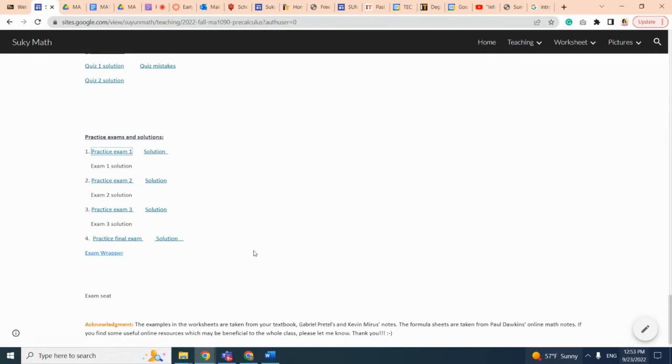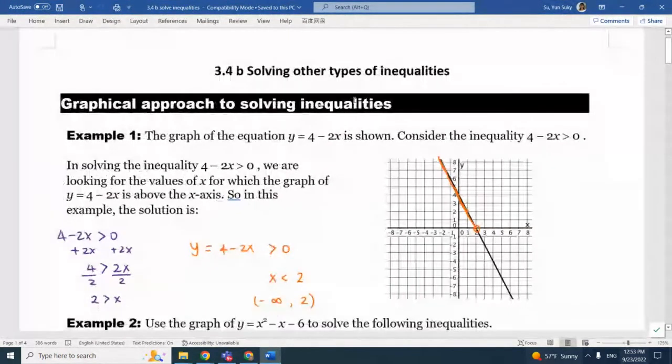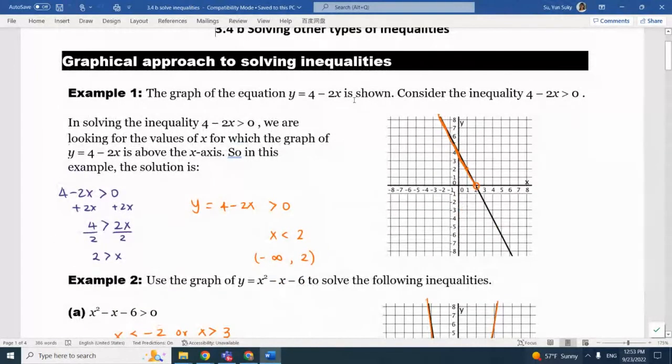Today we're going to continue to talk about section 3.4, part B, solving other types of inequalities. Last time, if we want to solve inequalities with one variable x, we move all the terms to the left hand side, and then we set y equals the left hand side. In example 1, y equals 4 minus 2x is a line. And when you ask when is this greater than 0, this is the same as saying y is greater than 0.